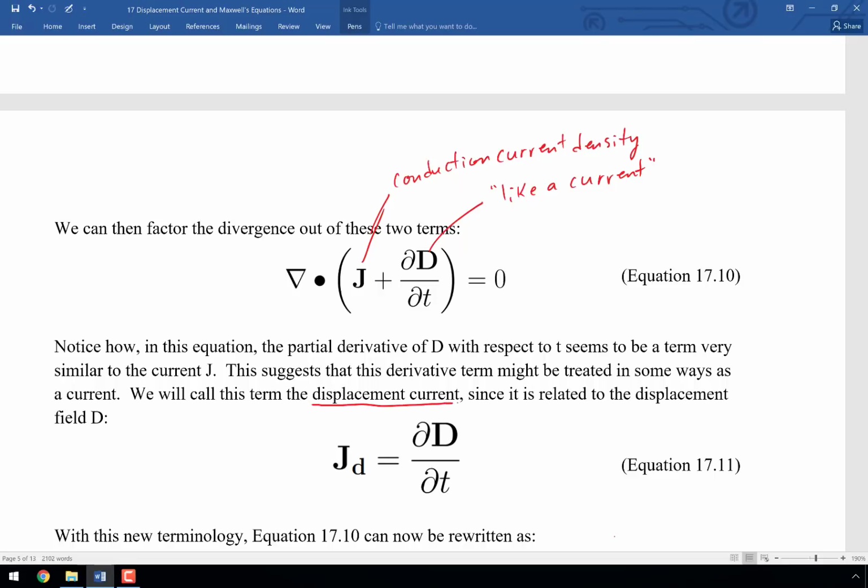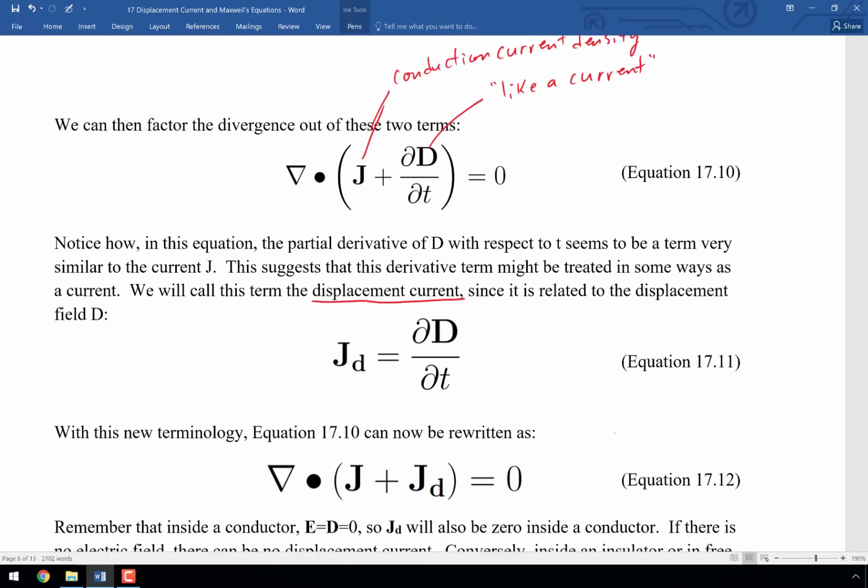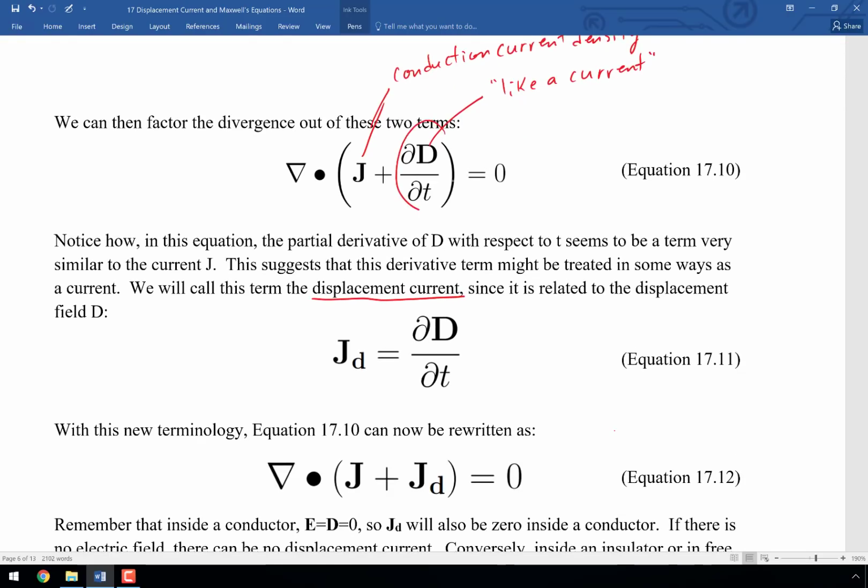So the displacement current, J sub d, because it is derived from the displacement field D. So J sub d is going to be defined as the partial derivative of D with respect to t. And with that new terminology, we can now rewrite equation 17.10, replacing the partial of D with respect to t with a simple J sub d. And later on, we're going to give a subscript to this other current density as well. We're going to call it J sub c. But for right now, we're just going to leave it as J because it's what we've been calling J so far all semester.